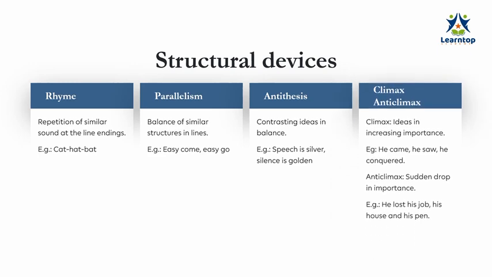Finally, we have climax and anticlimax. Climax is used when ideas are arranged in increasing order of importance. He came, he saw, and he conquered. Whereas anticlimax, on the other hand, is a sudden drop in importance. For example, he lost his job, which is important, then his home, and his pen, which is of least importance. This is anticlimax.